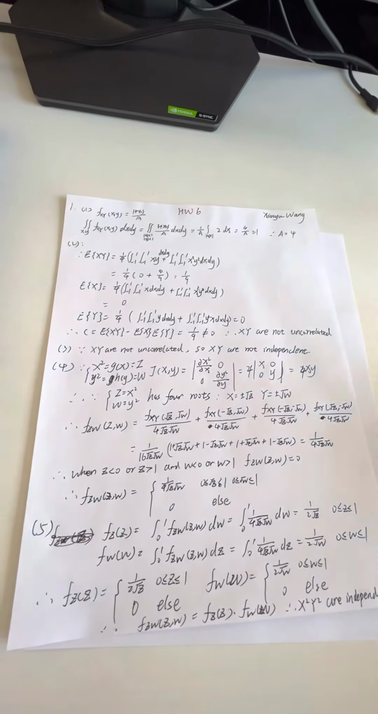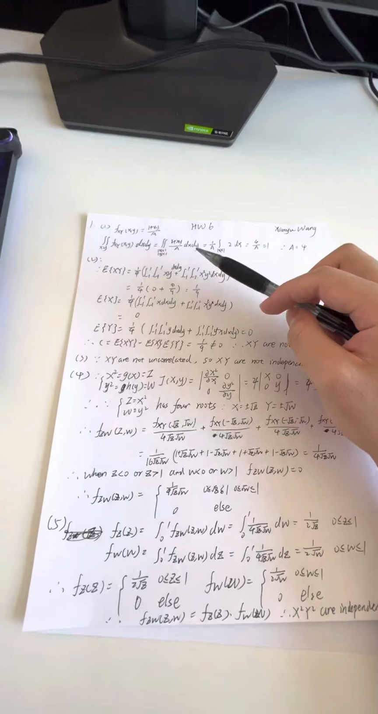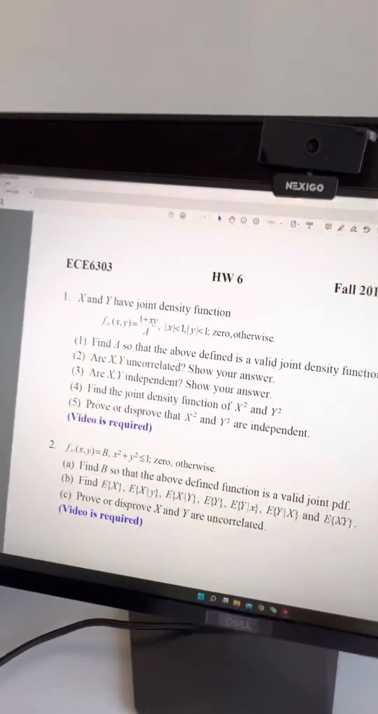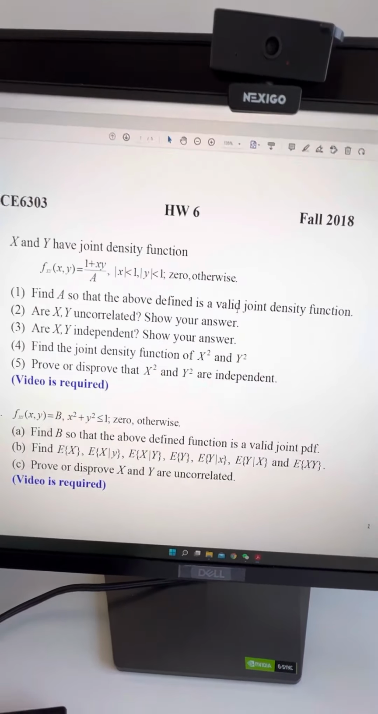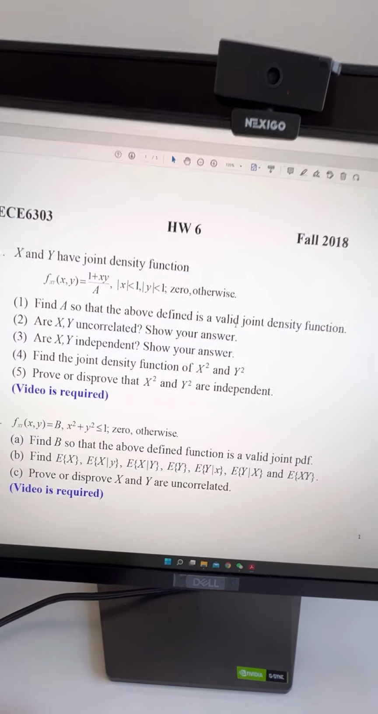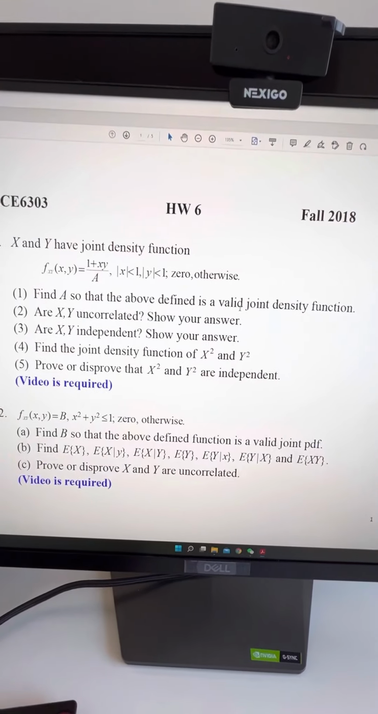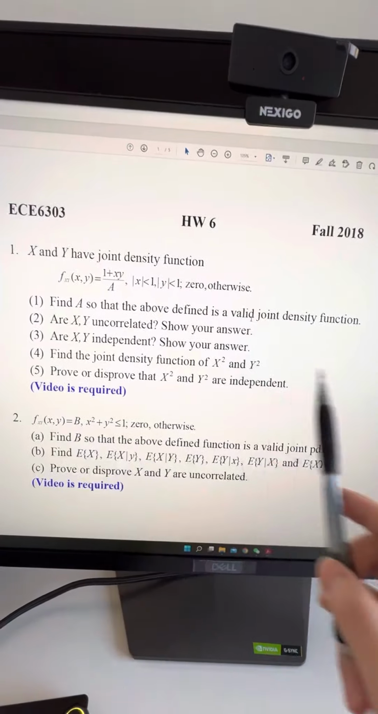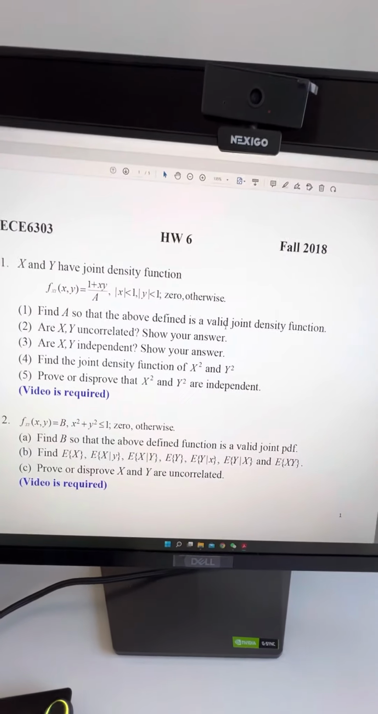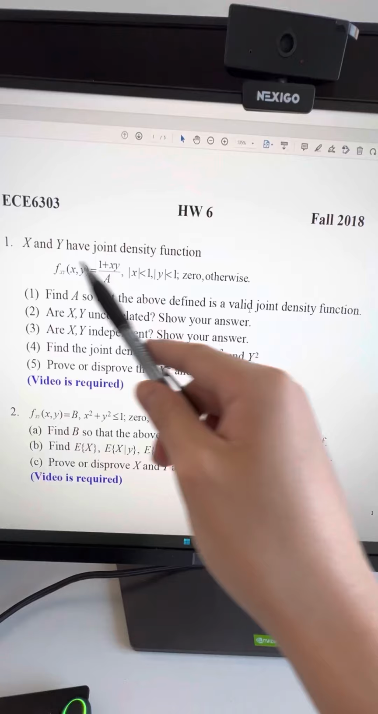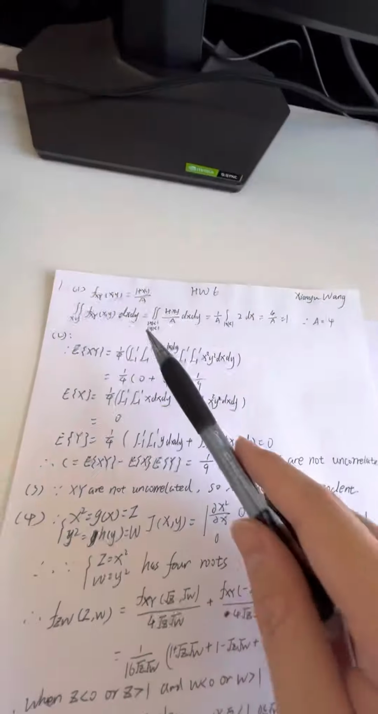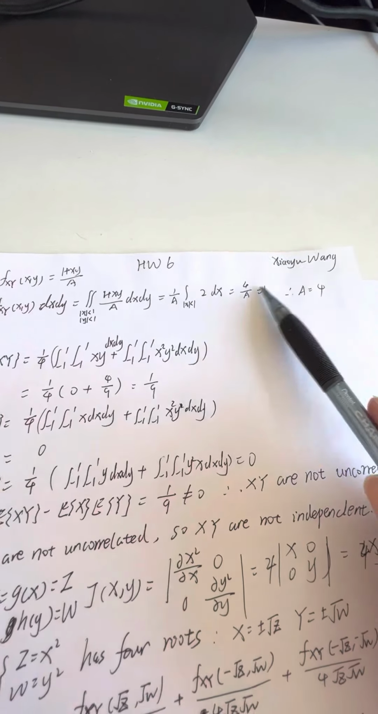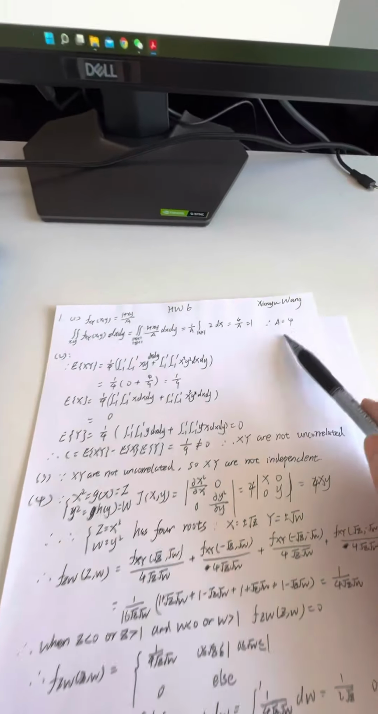Hi, this is the solution for question 1 of homework 4 from Hw6 Q1. Firstly, we look at the question. This question gives us the joint density function of x and y, and the first sub question is very easy. We need to calculate the integral of this function over all the space, and the result is that we get 4 over a, and we make it equal to 1, so we get that a equals 4.